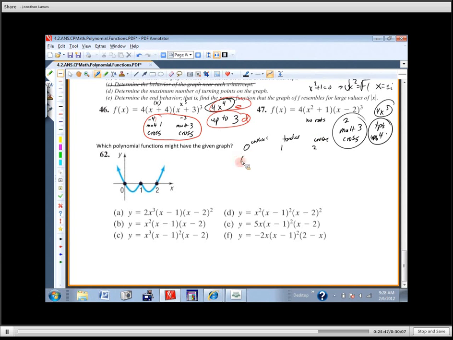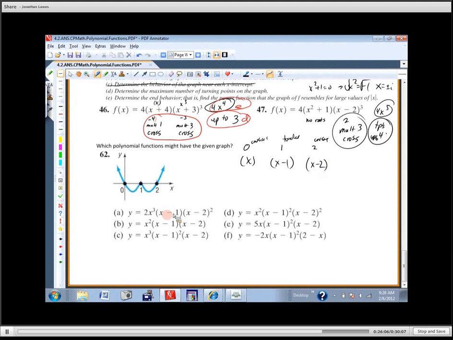First of all, let's figure out the factor that goes along with this. How do we get it to cross at 0? What factor does that correspond to? Just plain old x. X minus 0 would just be x. What factor would this have to be? This would have to be x minus 1. And what factor would this have to be? This would have to be x minus 2.